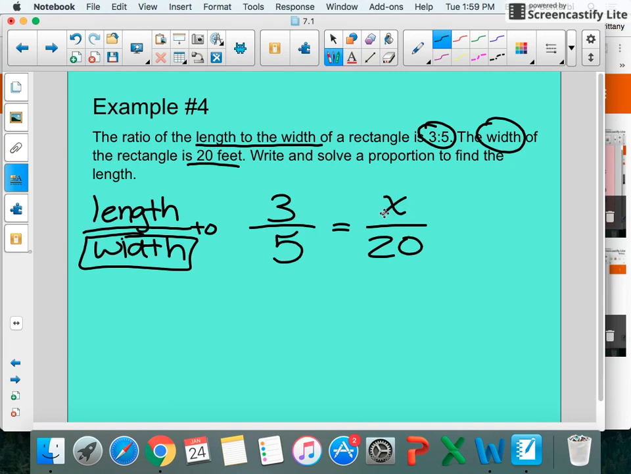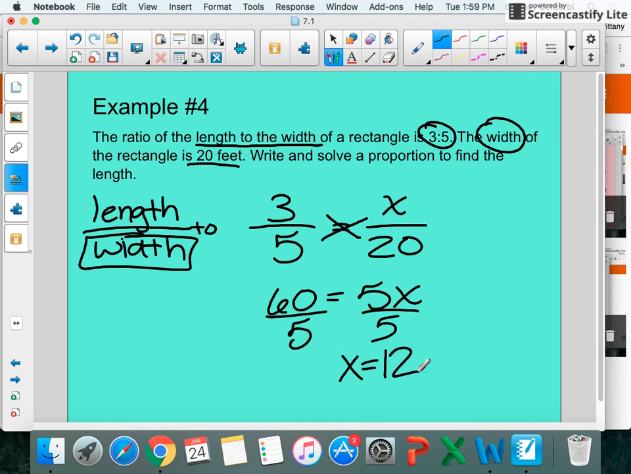And then again, we're just going to solve the proportion. When we solve a proportion, you cross multiply. So you have 20 times 3, which is 60, equals 5x. And then divide by 5. So you get x equals 12. So the length then is 12 feet.